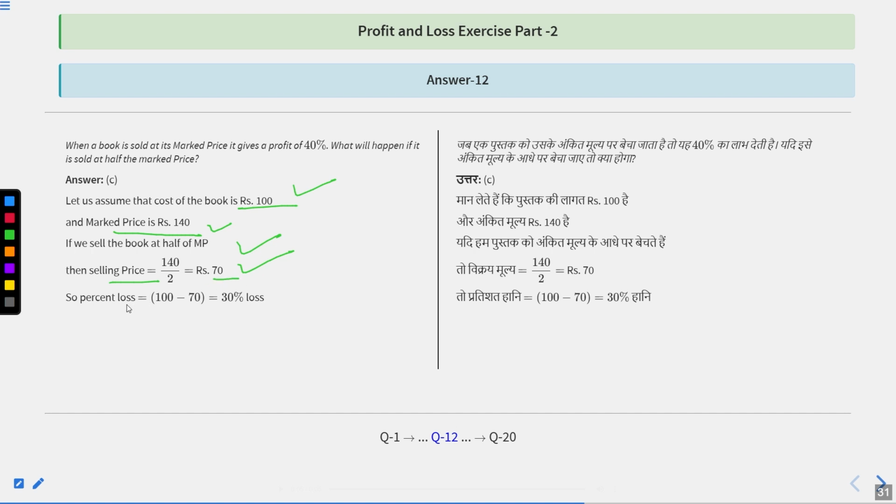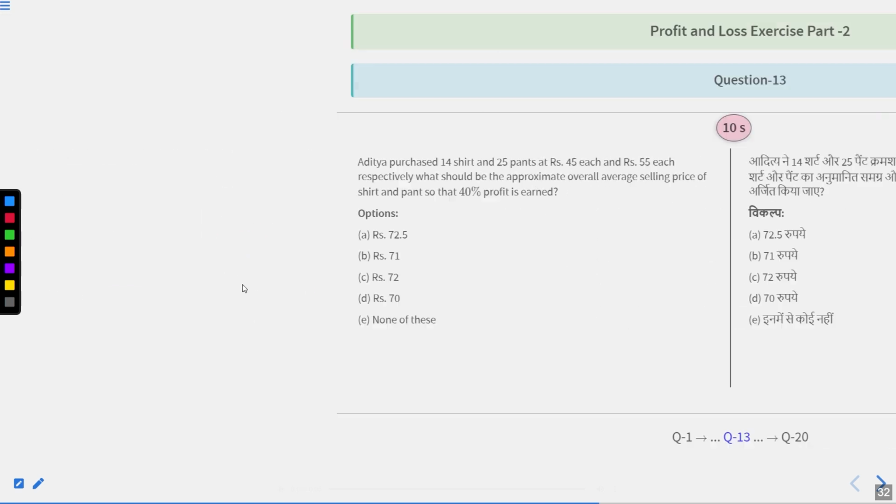So a loss will happen. And what will be the loss? 100 minus 70, which is 30. So a 30% loss will happen. C is the correct answer. Next one.